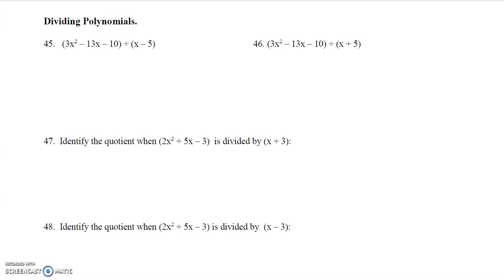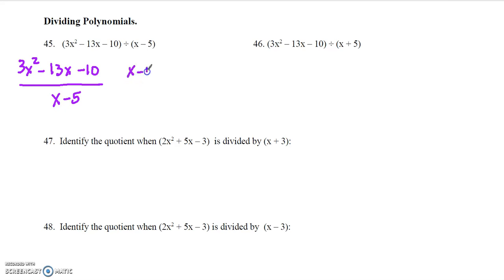So number 45 says we're dividing polynomials. So we have 3x squared minus 13x minus 10 divided by x minus 5. Now remember, guys, if this will factor, we can set it up as 3x squared minus 13x minus 10 over x minus 5. And if we can factor, then we can just cancel things out. Or if you just want to do long division, it doesn't matter whether it can factor or not, long division will work every time. So I think I'm going to go that route.